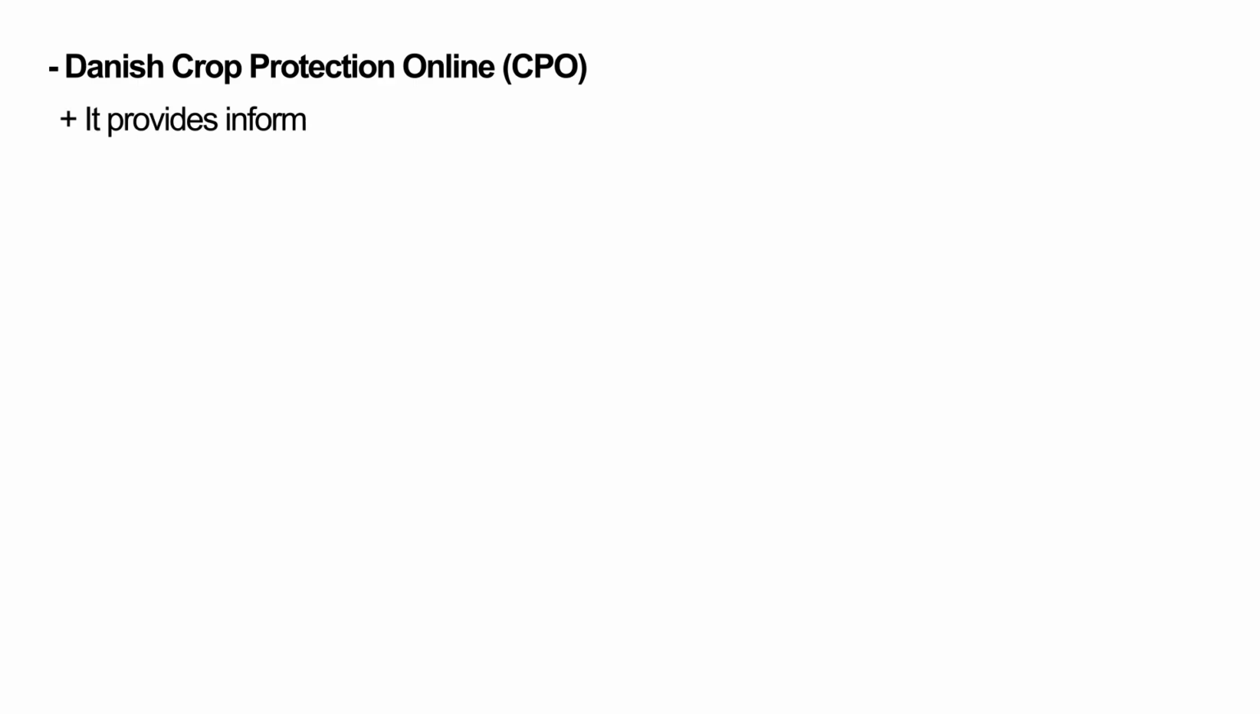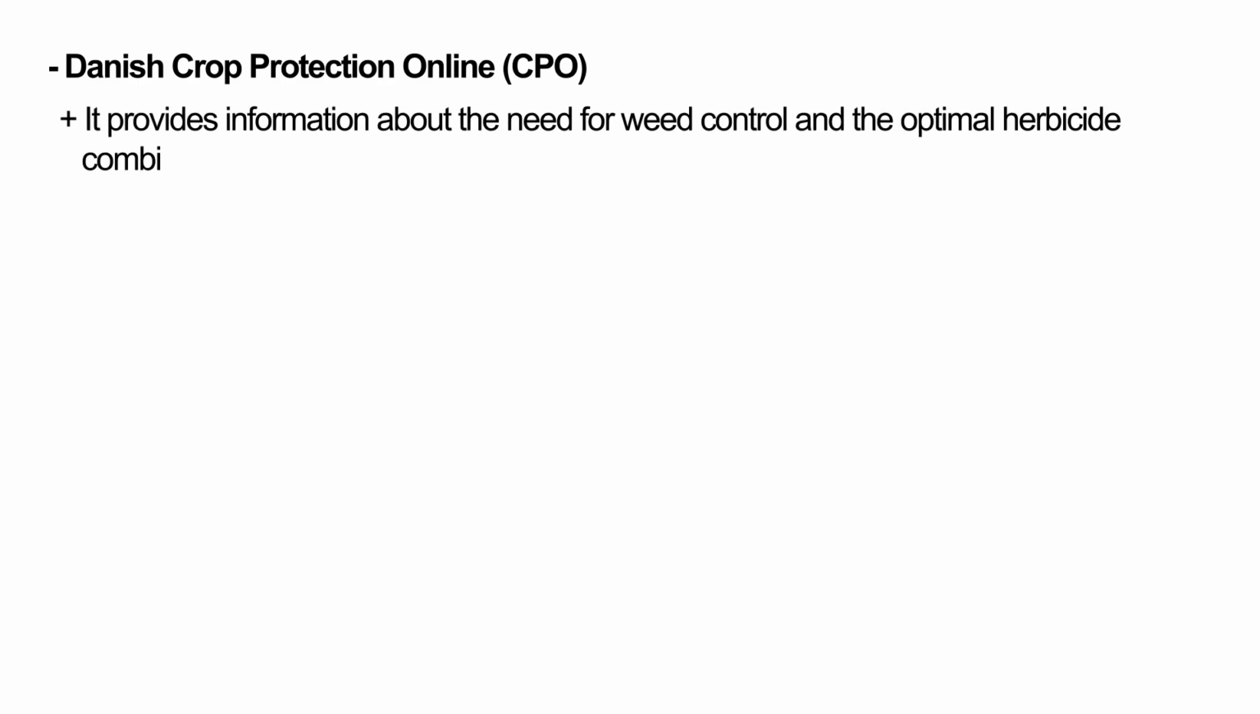An example of a DSS used for optimal herbicide applications is the Danish Crop Protection Online, CPO, which provides information about the need for weed control and the optimal herbicide combination at the optimal rates. The herbicidal treatments as proposed from CPO are estimated according to herbicide dose-response curves, which are parameterized with experimental data from many years of herbicide testing under field conditions and data as derived from the manufacturers of the herbicides.